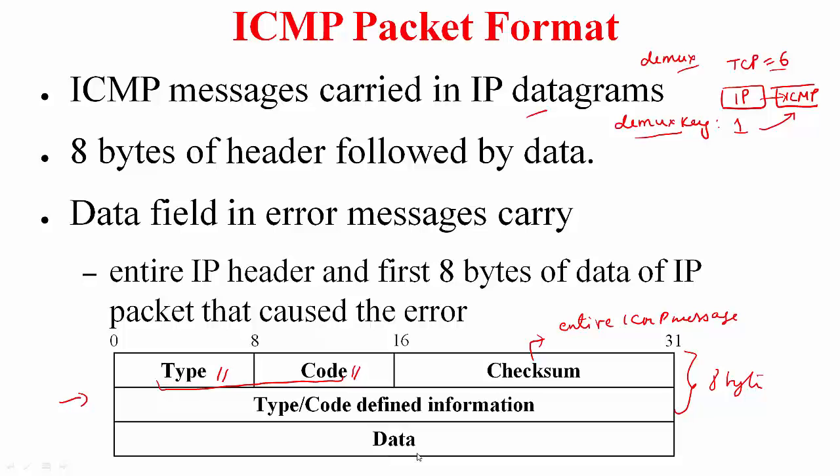After this comes the data, and not all ICMP messages will carry data. It's typically carried only in error messages, in which case it will contain the entire IP header and the first 8 bytes of the data of the IP packet that caused the error. Remember that, for example, a router is generating an ICMP message because it received some packet and something went wrong with it. Then it is sending this ICMP message. So as part of this message, it will specify what is the IP header of this packet and the first 8 bytes of data, so that the sender of this packet can relate to what has happened better.